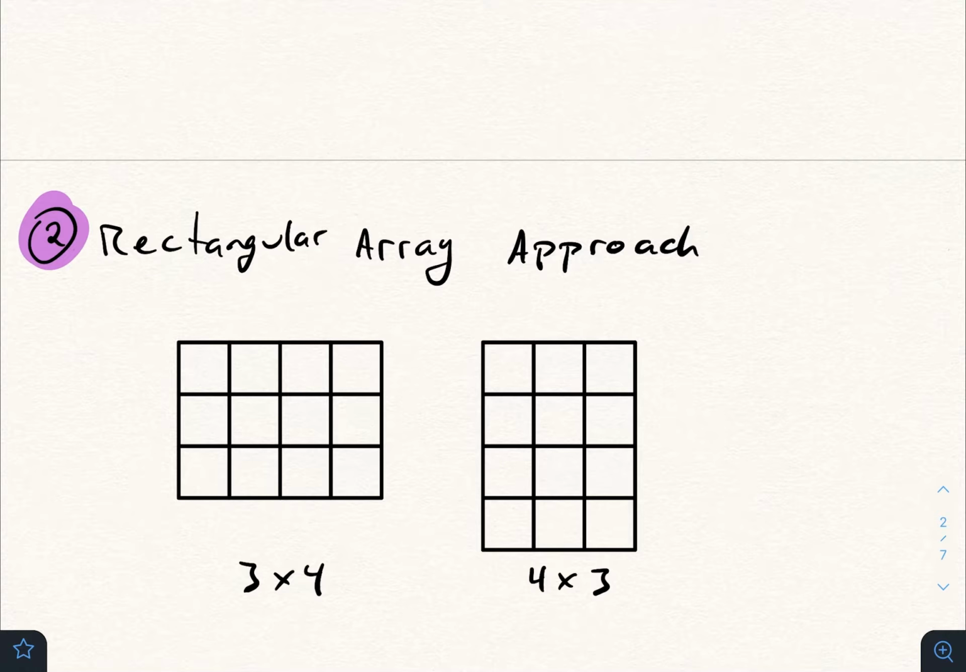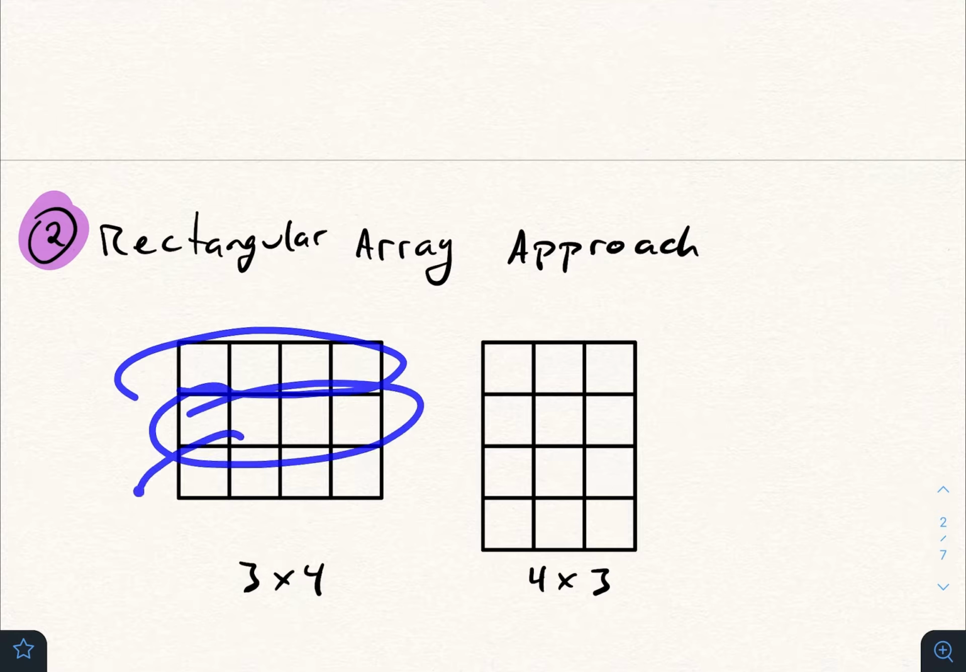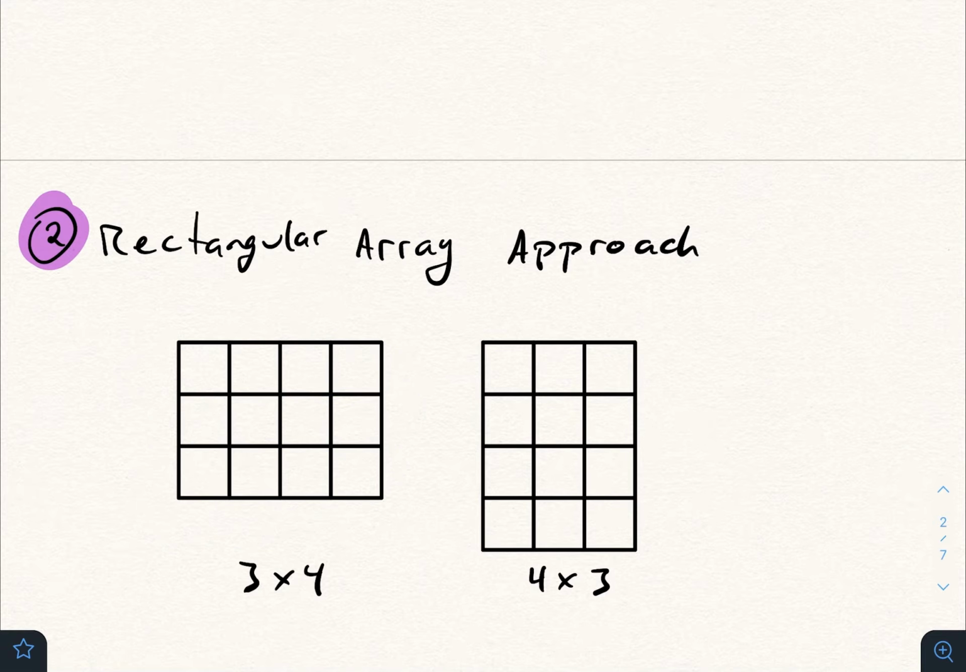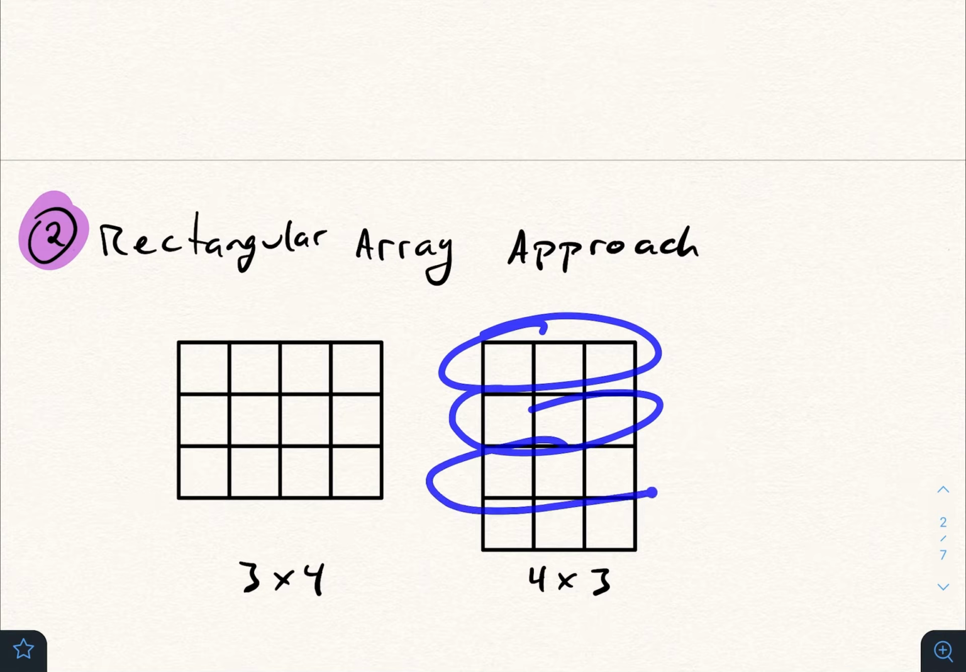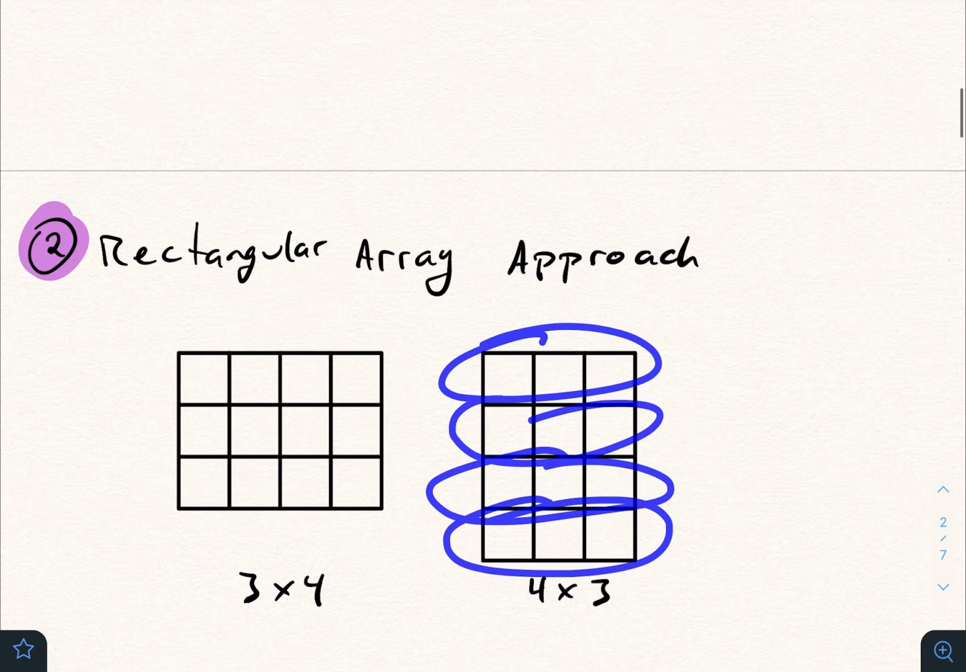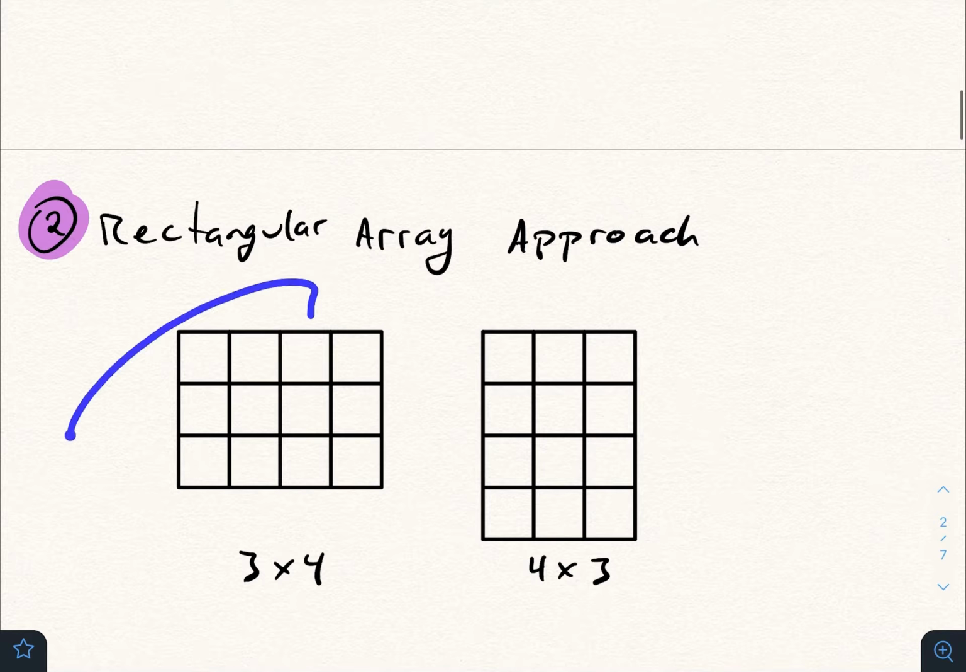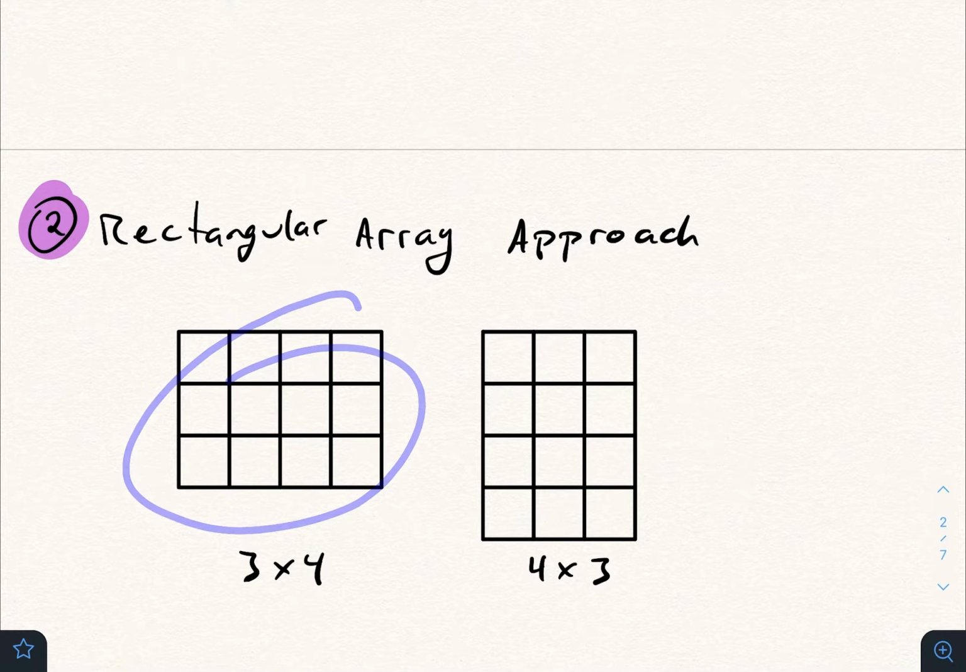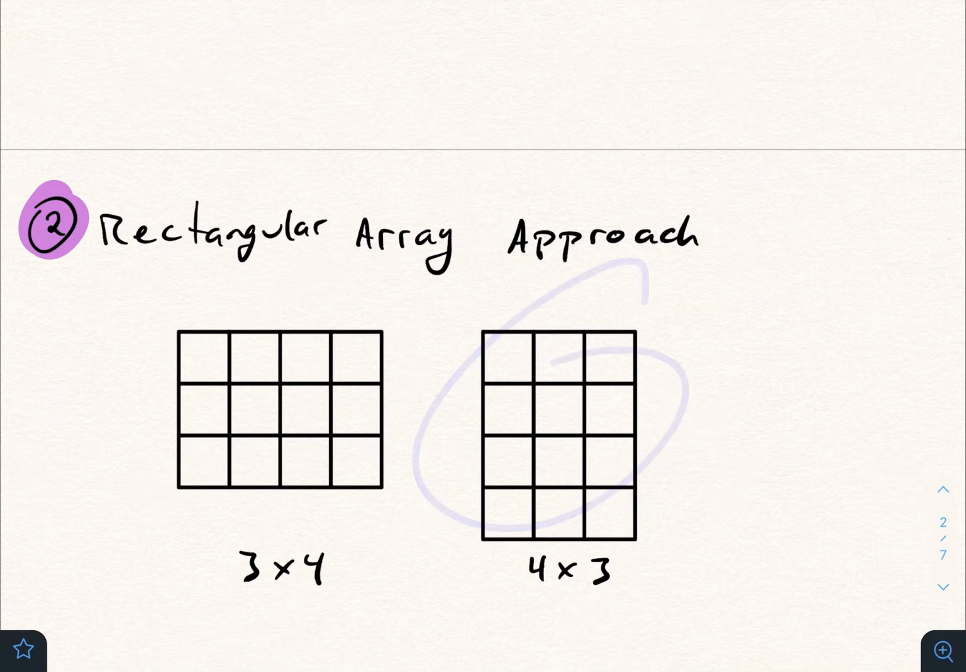You could actually view this in a similar way. Here we have 3 groups where each group has 4 blocks in them, and here we have 4 groups where each group has 3 blocks in them, kind of similar to the previous one, right? But it's a little more obvious why these visually represent the same number, because you could just rotate this one and exactly get the second one.